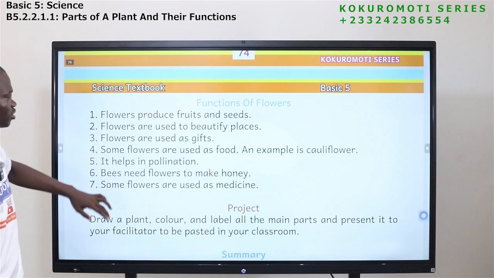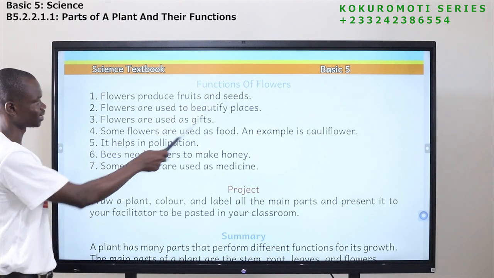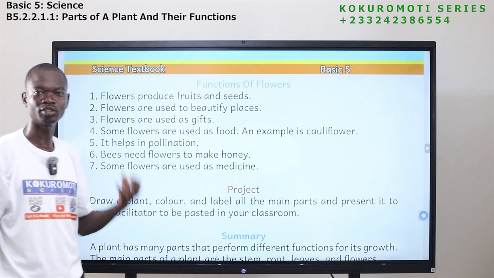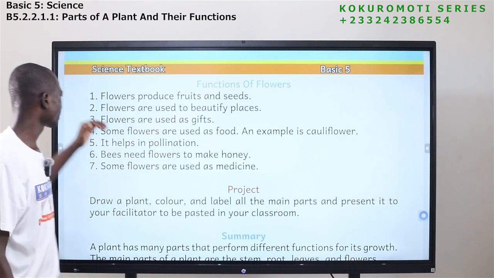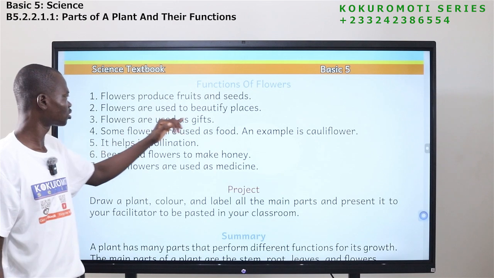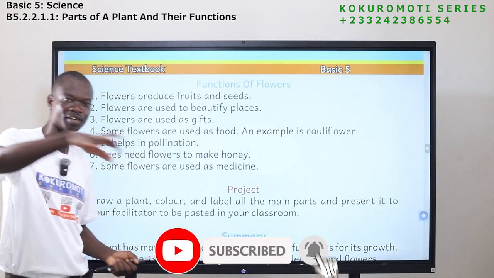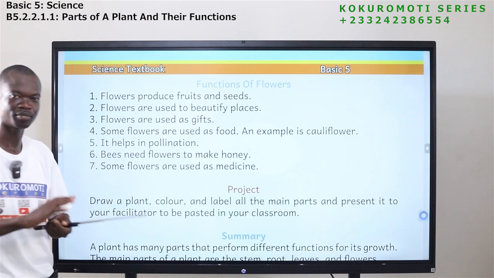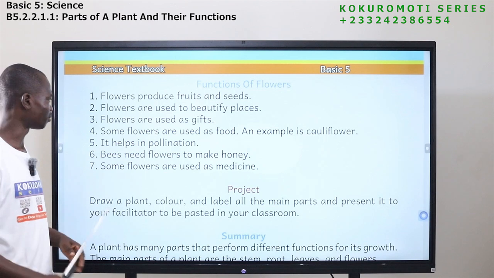Okay. Now let's look at functions of flowers. Flowers produce fruits and seeds. So the fruits and seeds that we go to the market to buy, they come from flowers. The next one, flowers are used to beautify places. So in your house, you see how flowers are around. It makes the environment nice, makes the environment beautiful. So we use flowers to beautify places.